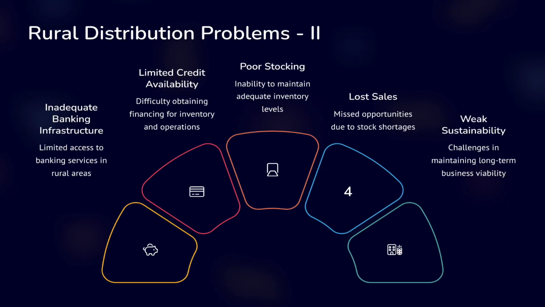Further complicating rural distribution is the lack of adequate bank facilities. The absence of good banking and credit services significantly hampers the smooth flow of goods to rural markets. Rural stores rely basically on banking for various needs including managing their finance, transactions, etc.